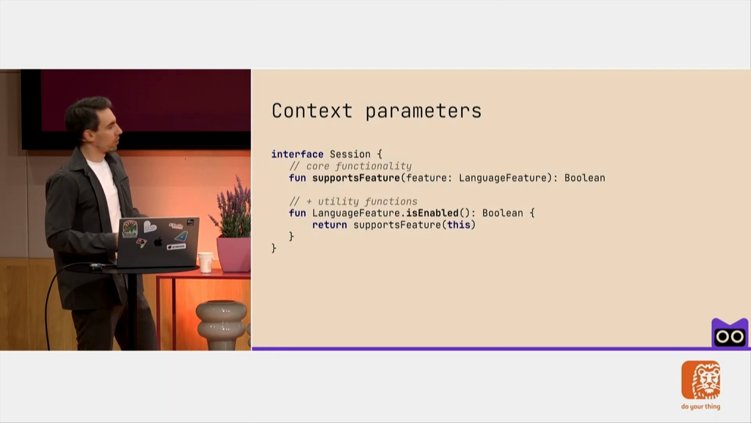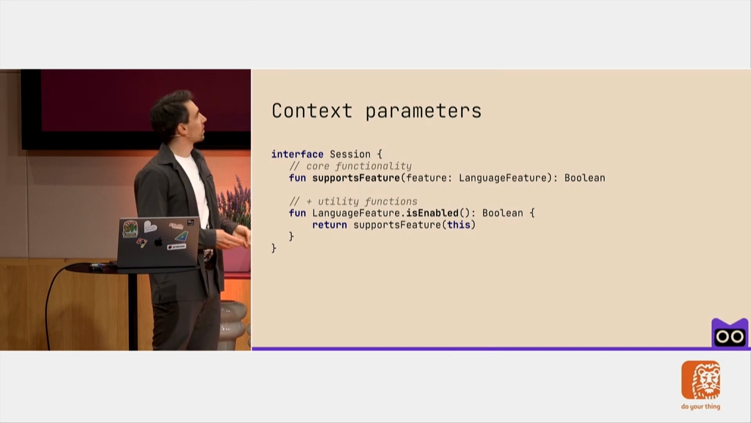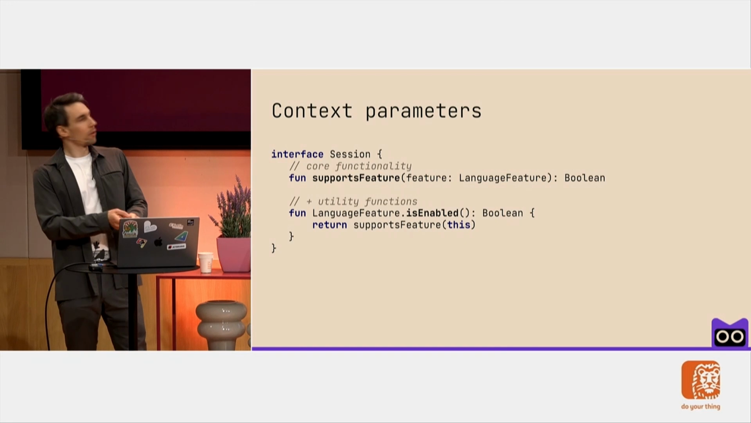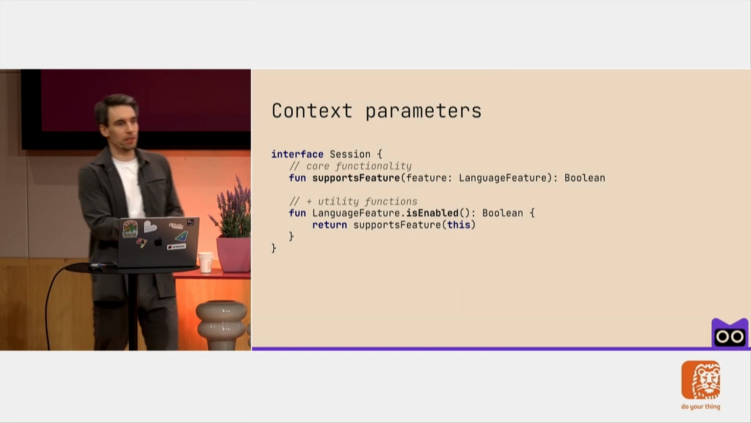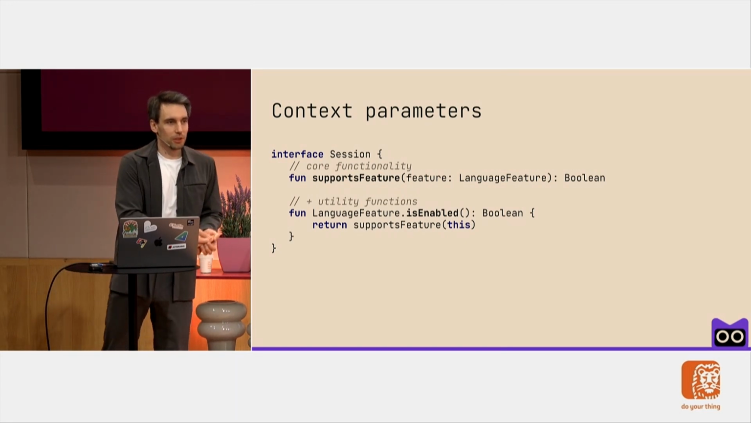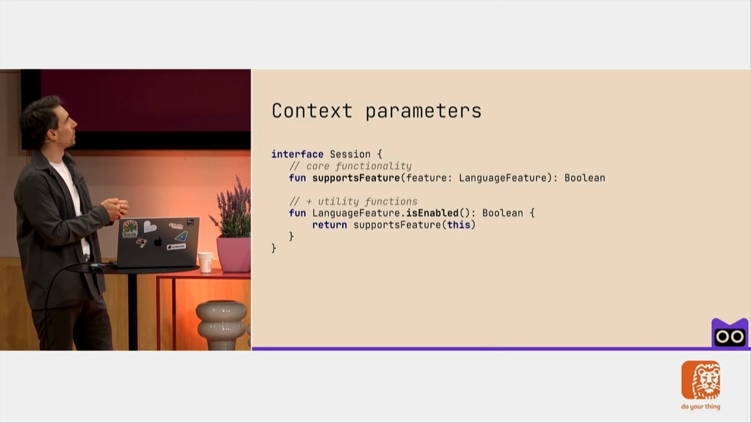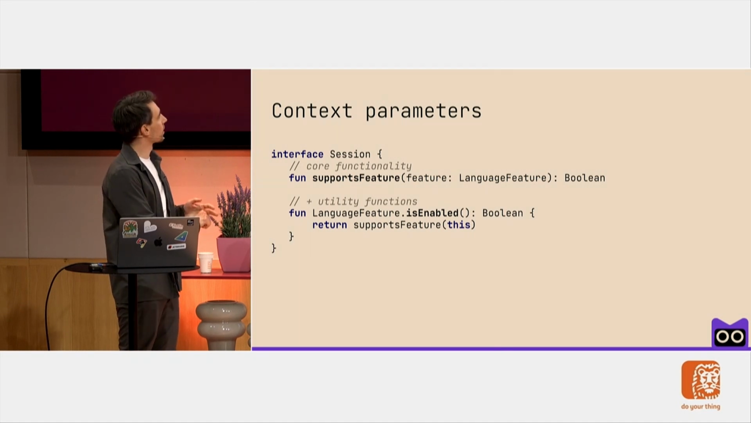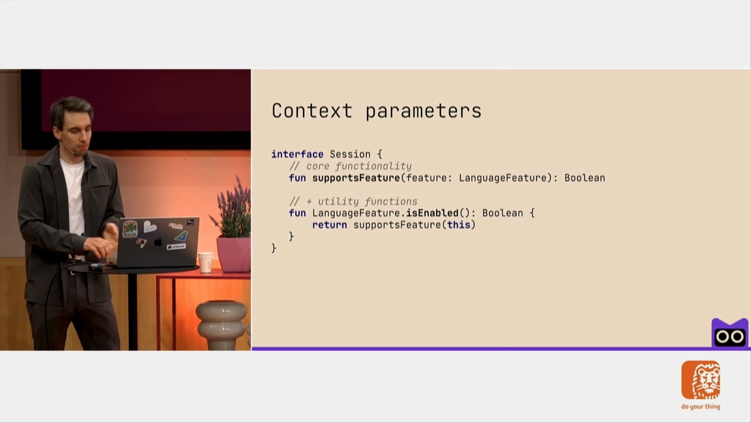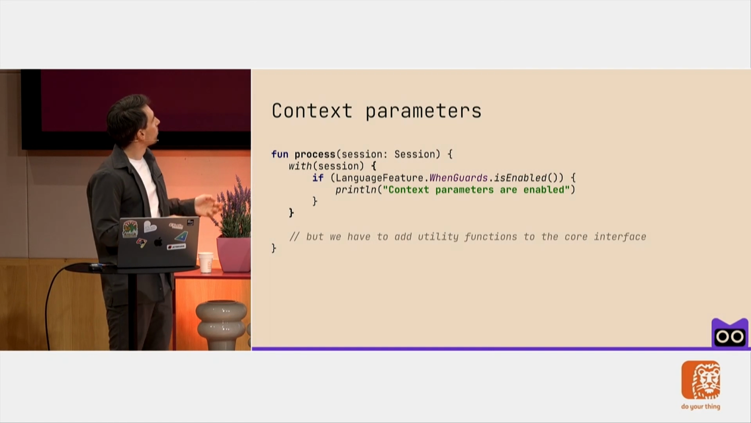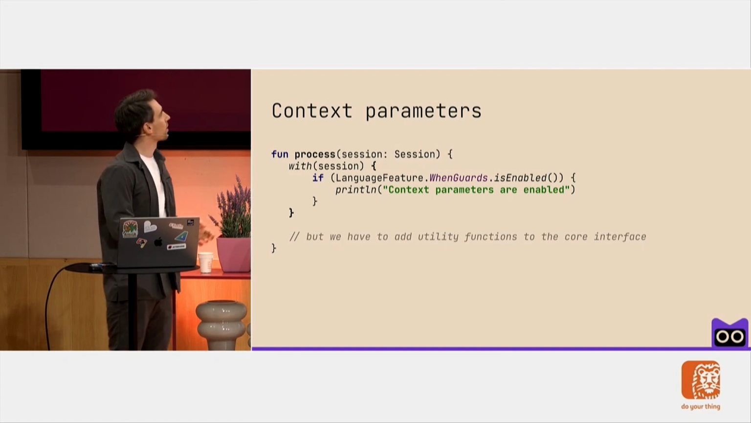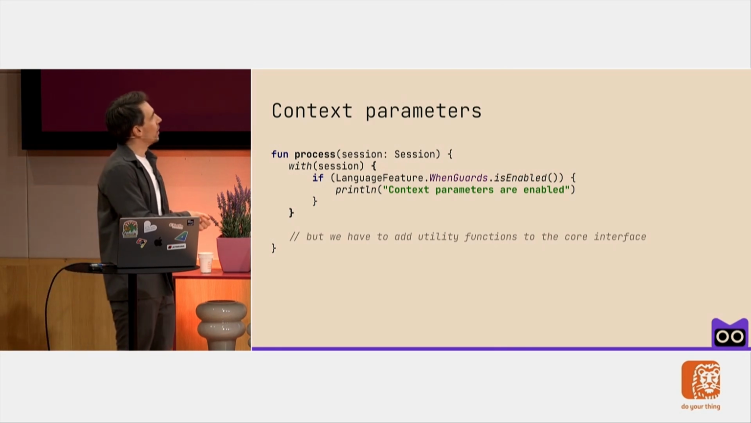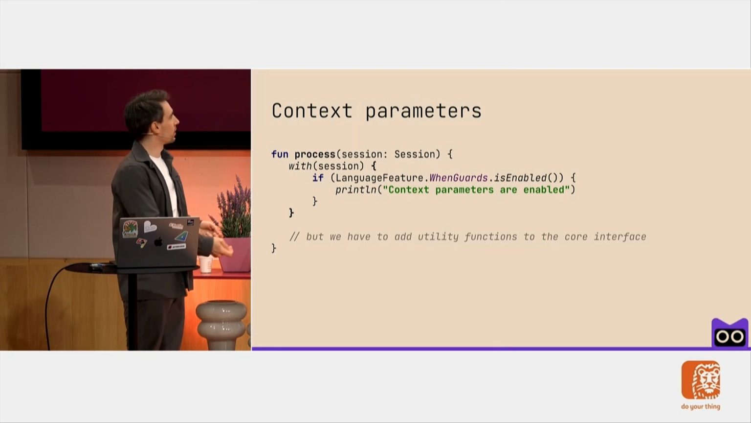So today, in order to achieve this, I can use something called a member extension function. It's an extension function on the class LanguageFeature, but it also lives in the interface. So it actually has two receivers. One is the dispatch receiver, Session, and the other is the extension receiver, which is LanguageFeature. So now, with my implicitly available session, I can very nicely call this function with LanguageFeature.WhenGuards.isEnabled, and it's really nice.